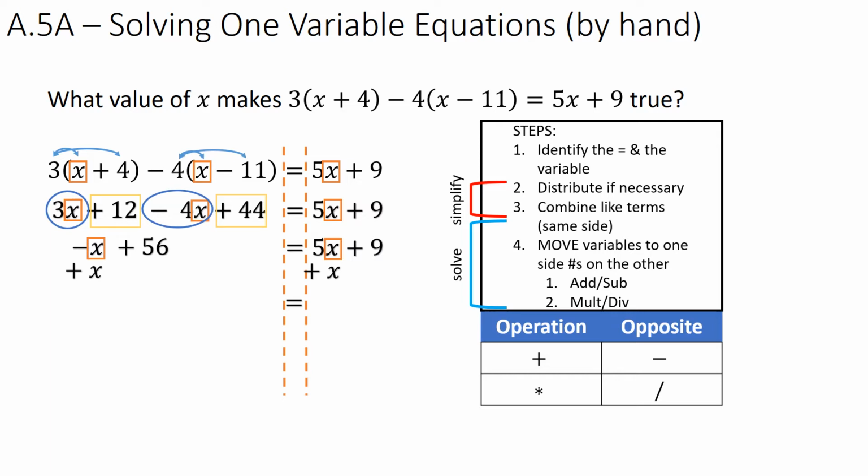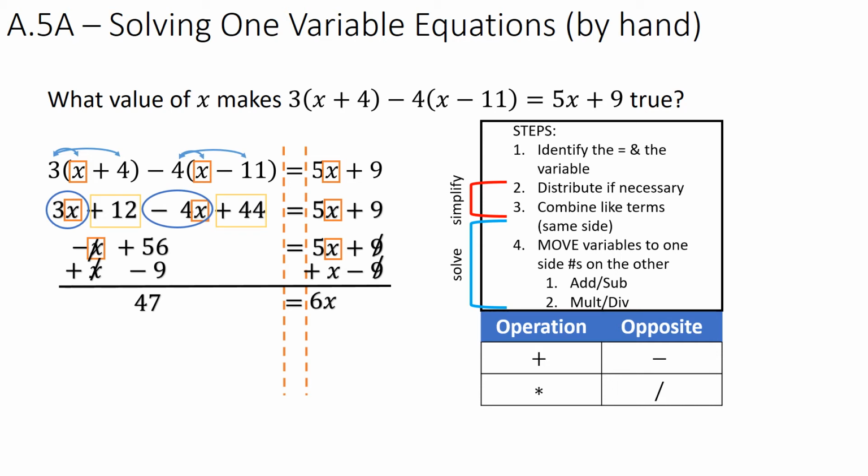So on the left side, that's going to cancel out. On the right side, I'm going to get 6x. And now we're going to put the constants all on the left side. So we got to get rid of this plus 9. So what's the opposite of plus 9? Minus 9. You guessed it. What I do to one side, I have to do to the other. So on the right side, it cancels out. Those 9s cancel. On the left side, I get 47. So I have 47 equals 6x.